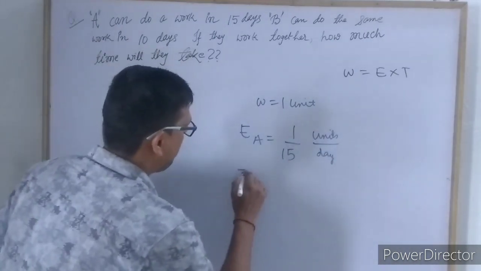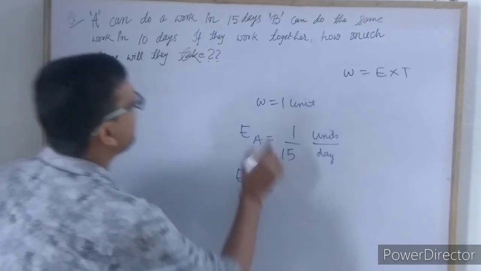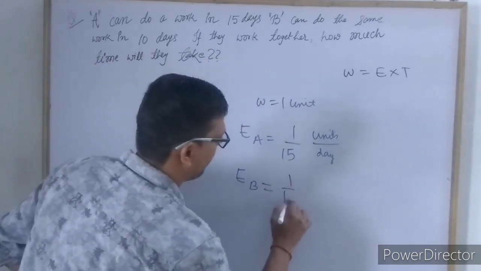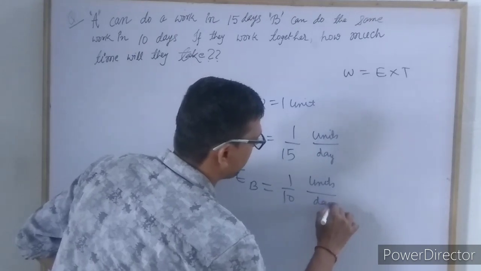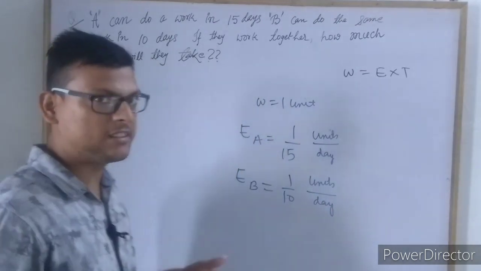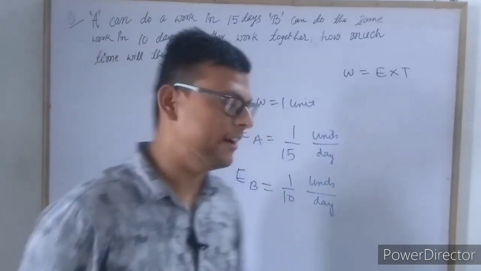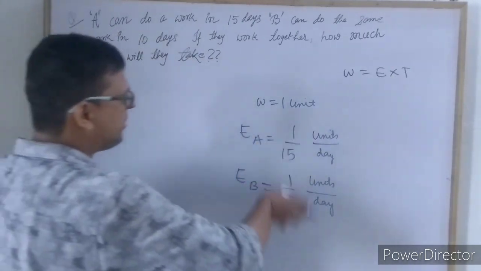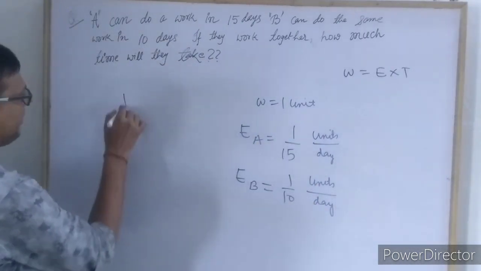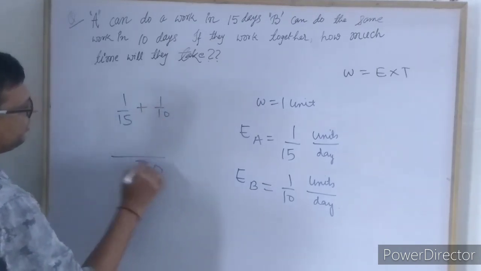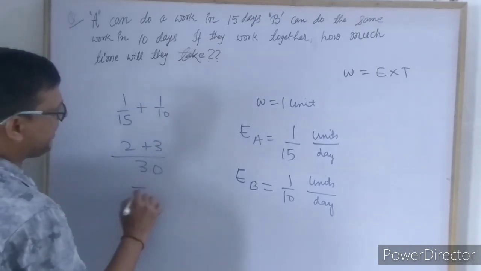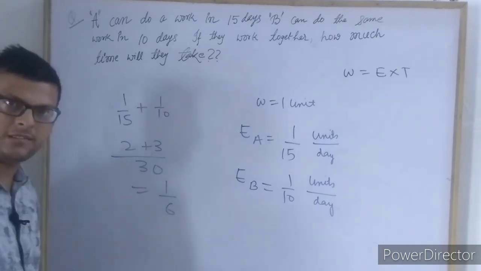Okay, efficiency of B similarly you can write as 1 by 10, which is 1 by 10 units per day. Just now I discussed that efficiency can be added. Now if you find the efficiencies of A and B and add them up, this is 5 by 30, which boils down to 1 by 6.